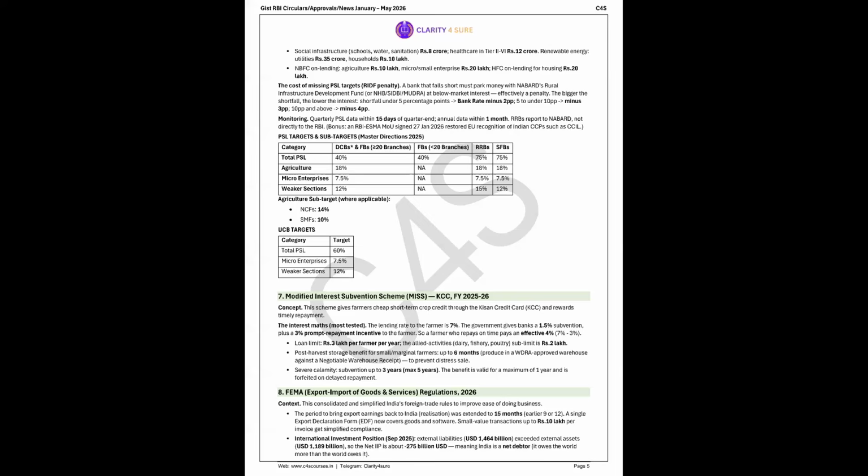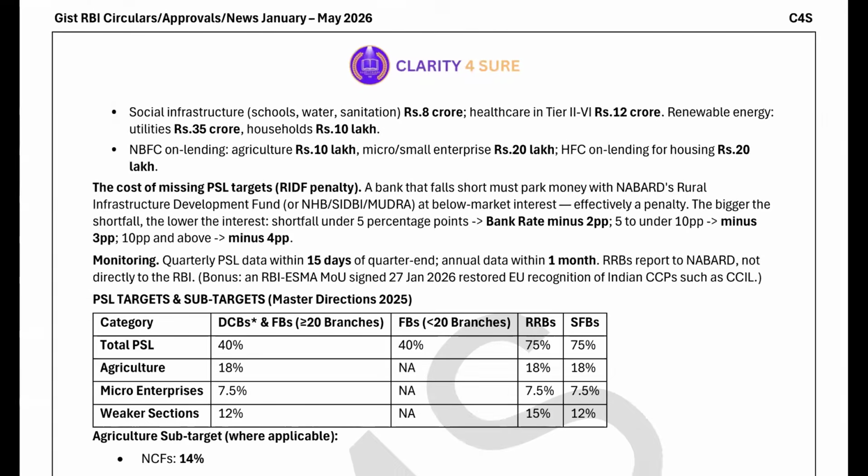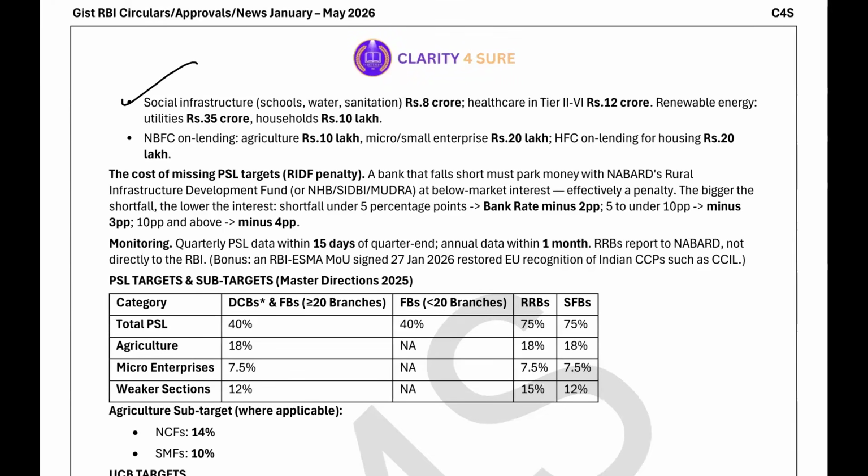Okay, right now we have to answer this. It has been reduced last year, to 60% for small finance banks. Now social infrastructure, schools, water, sanitation is rupees 8 crore. Healthcare in tier 2 and tier 6 is rupees 12 crore. How much is renewable energy? It is rupees 35 crore. Household rupees 10 lakh. You should remember. NBFC on-lending for agriculture is rupees 10 lakh. Micro and small enterprises is rupees 20 lakh. HFC on-lending for housing, that is housing finance company, is rupees 20 lakh.